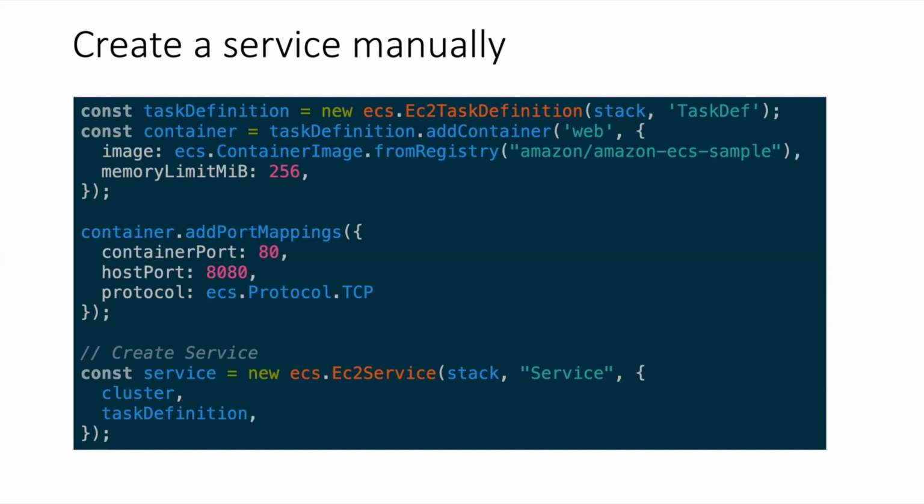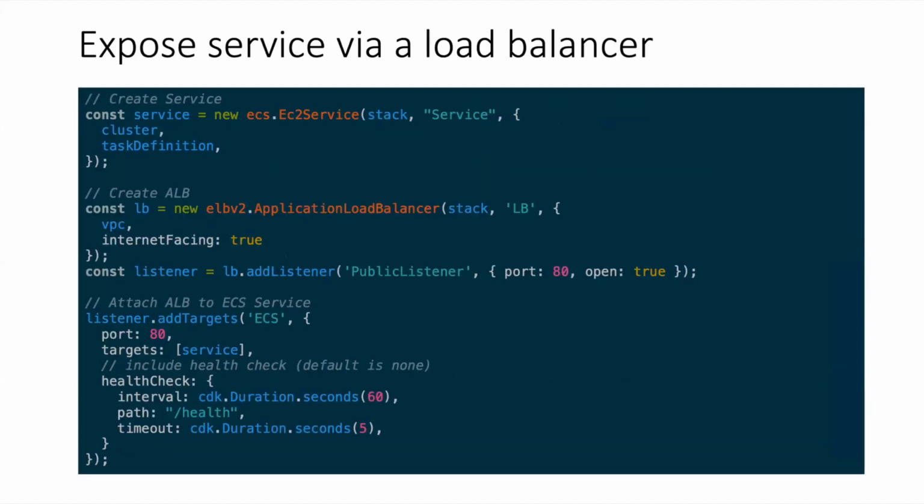And you can see I'm specifying manually how much memory I want my container to have. In this case, 256 megabytes of memory is all I need to run this container. And then I'm also manually adding some settings for port mapping. So I'm saying I want you to map port 80 of my application container to port 8080 on the host. And then I'm creating a service based on that cluster and task definition.